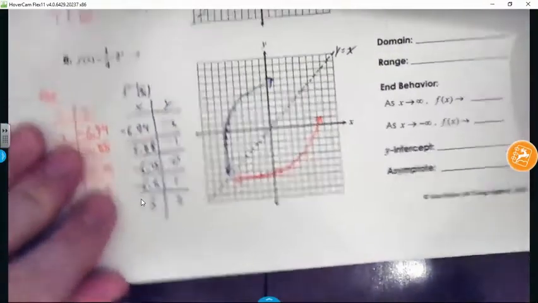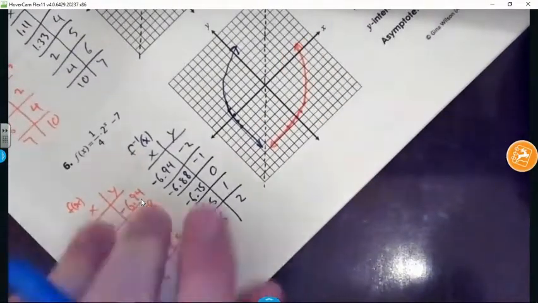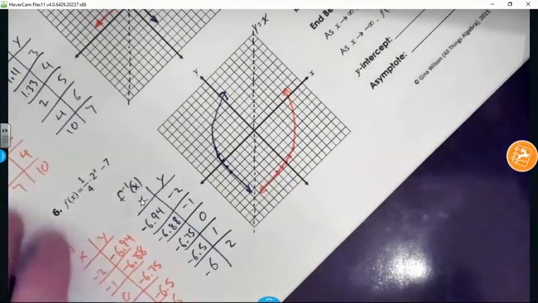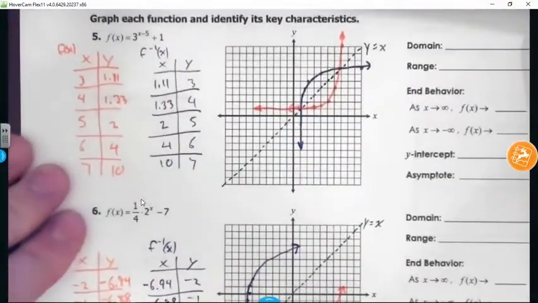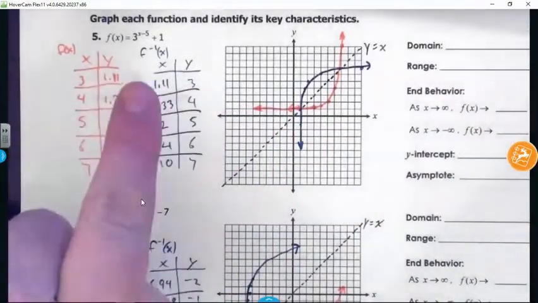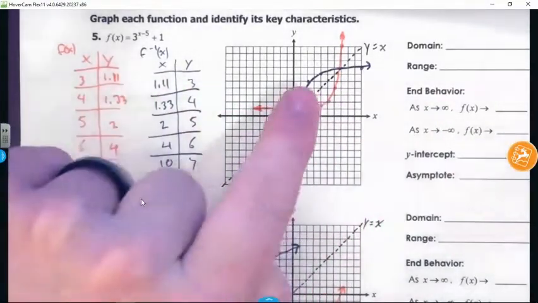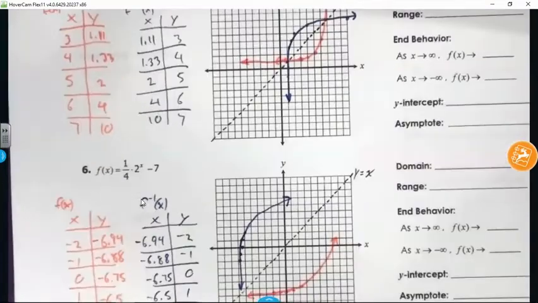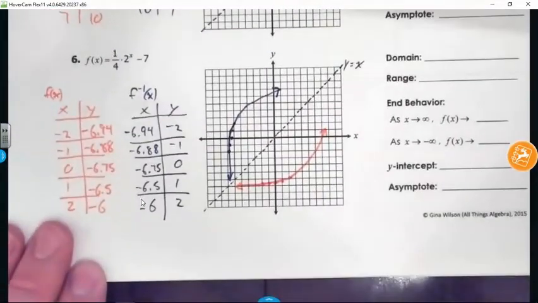We know that we've done this right because our graph is mirrored over the line y equals x. That's how you find inverses of these graphs using two separate methods: flipping x and y or reflecting over the line y equals x. Here's the first answer, and here's the second answer.